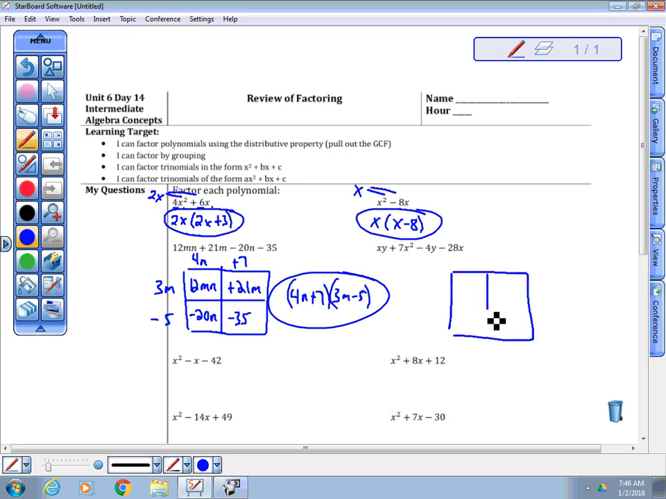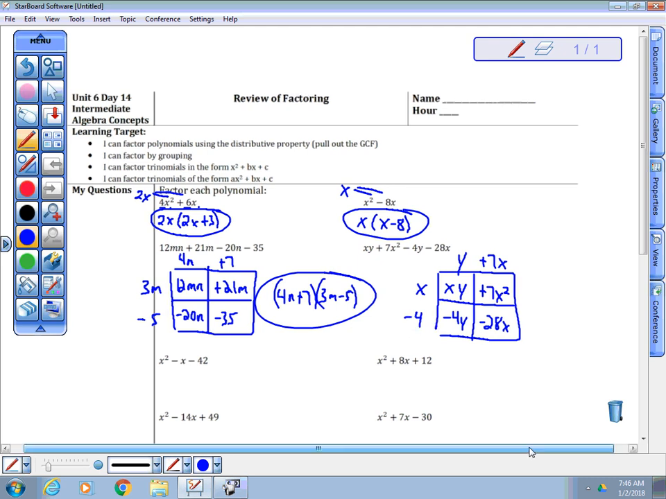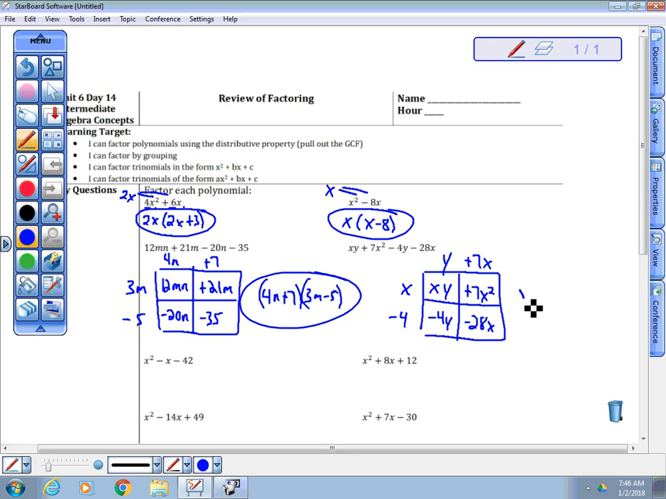This one we'll make the box. We'll put an xy, a plus 7x squared, a minus 4y, and a minus 28x. So up and down looks like we have a y in common. Up and down looks like we have a plus 7x. Left and right looks like we have an x. Left and right looks like a minus 4. So we will have y plus 7x and x minus 4 for my answer.